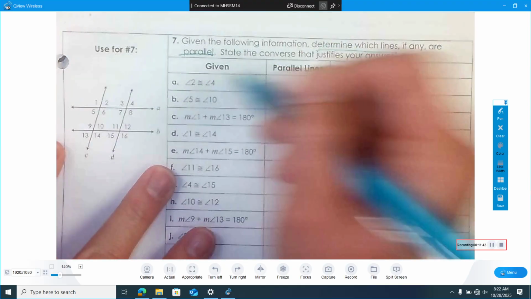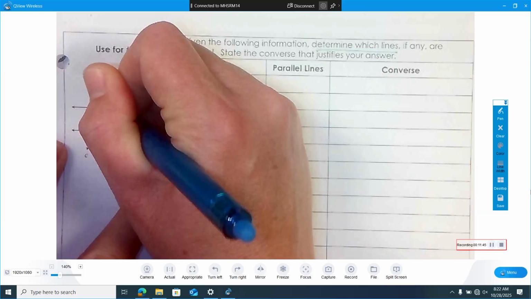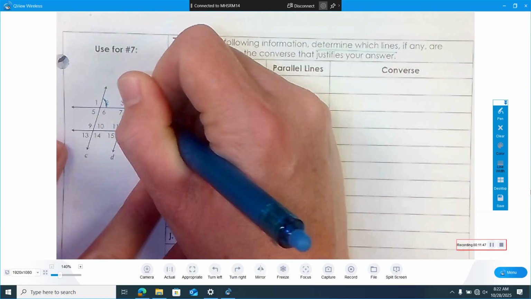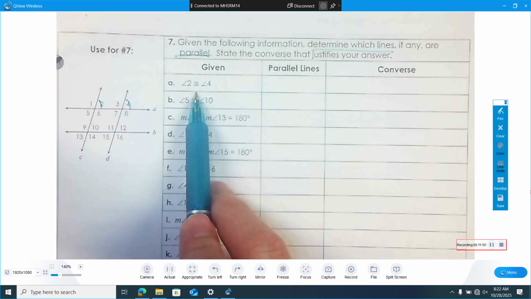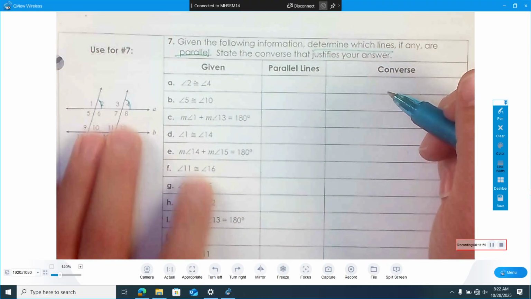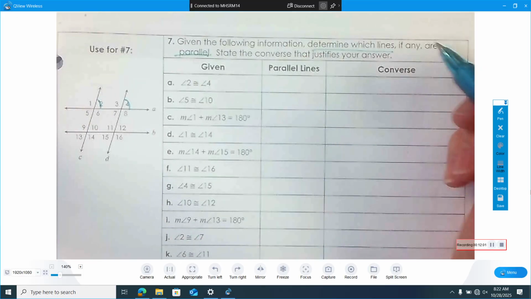So let's look here, angle 2 and angle 4. Here's angle 2, and it says angle 2 is congruent to angle 4. I've marked those angles on there, which I think is really helpful. They're telling us that they're congruent. What kind of angles are those? Corresponding. So corresponding angles are congruent.